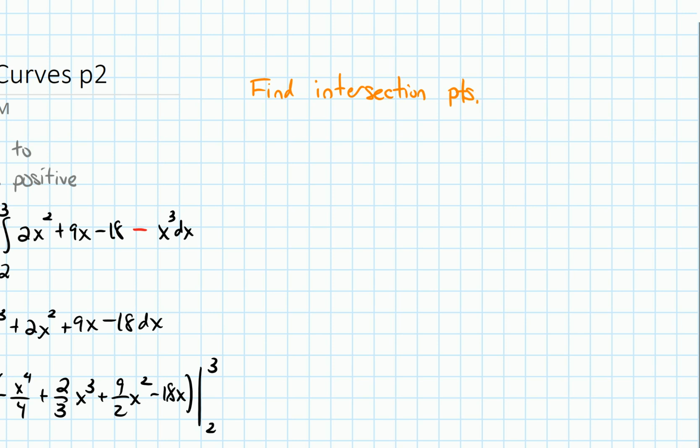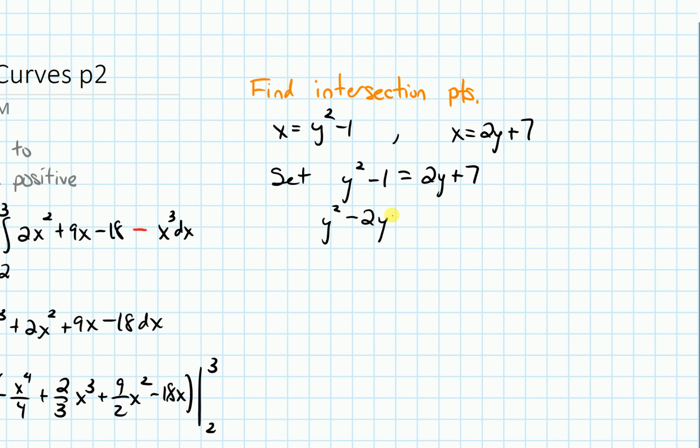Intersection points. So we have these two equations. We have x equals y squared minus 1, and we have x equals 2y plus 7. So let's set them equal. We're setting those x's equal. Set y squared minus 1 equal to 2y plus 7. And now I can rearrange this to get all the terms on one side. We get y squared minus 2y minus 8 equals 0. And this is easy to factor.